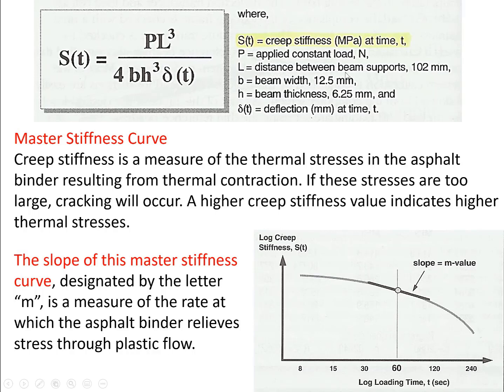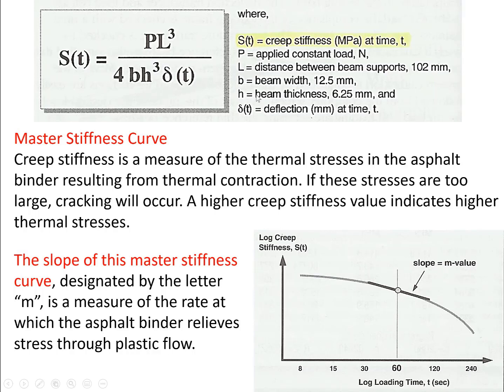L is the distance between two beam supports, which is a constant. It's 102 millimeters, and b is the beam width, which is 12.5 millimeters, and h is beam thickness, which is 6.25 millimeters. And P is the applied load, which is a constant during the experiments. You can get the value of delta(t) from the experiment. Okay, so this is how to plot the creep stiffness based on the measured deflection.